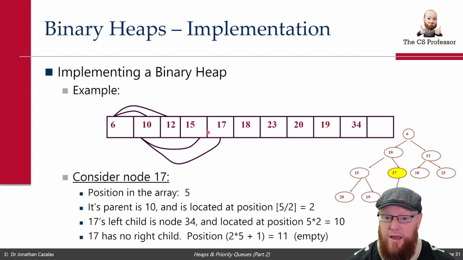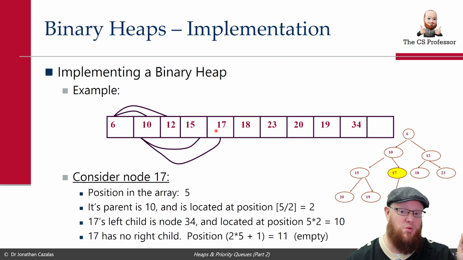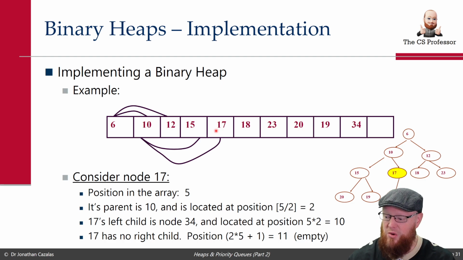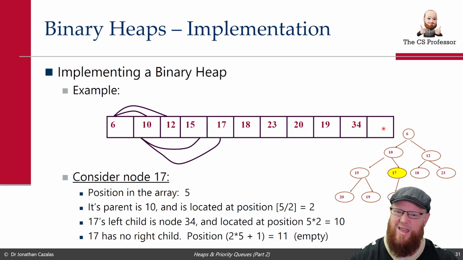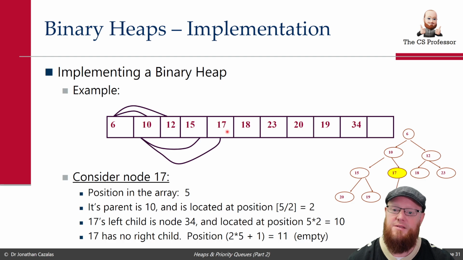The right child of 17, if it exists, would be index 2i plus 1. So 2 times that index 5, which is 10, plus 1 would give you 11. So at index 11 is where we would find the right child of 17. It doesn't exist, and that's how we know that we're at the end of this tree. And then finally, the parent of 17: take 17's index, which is index 5, divide it by 2, and you're going to get index 2. So 1, 2, and we get 10 as 17's parent.